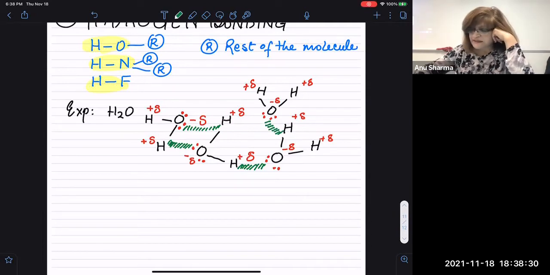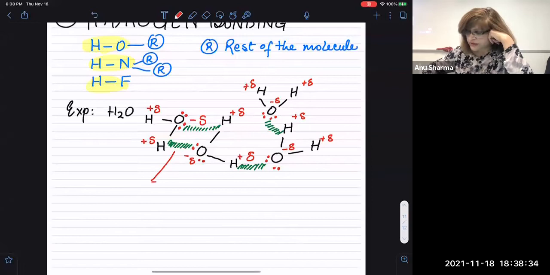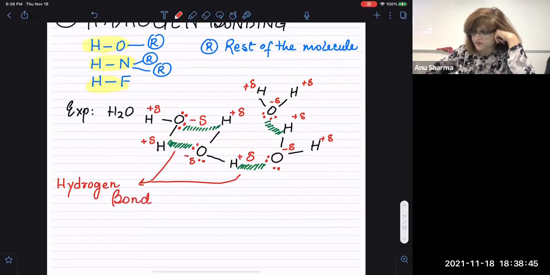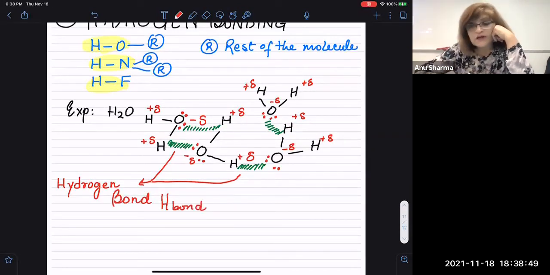So what is this? This is hydrogen bonding. Hydrogen bonding is not the bonding between two hydrogens, though students sometimes get confused and think that it is. That's not how it works. No, it's the oxygen of one and the hydrogen of the other: oxygen lending its lone pairs to the hydrogen of the other.